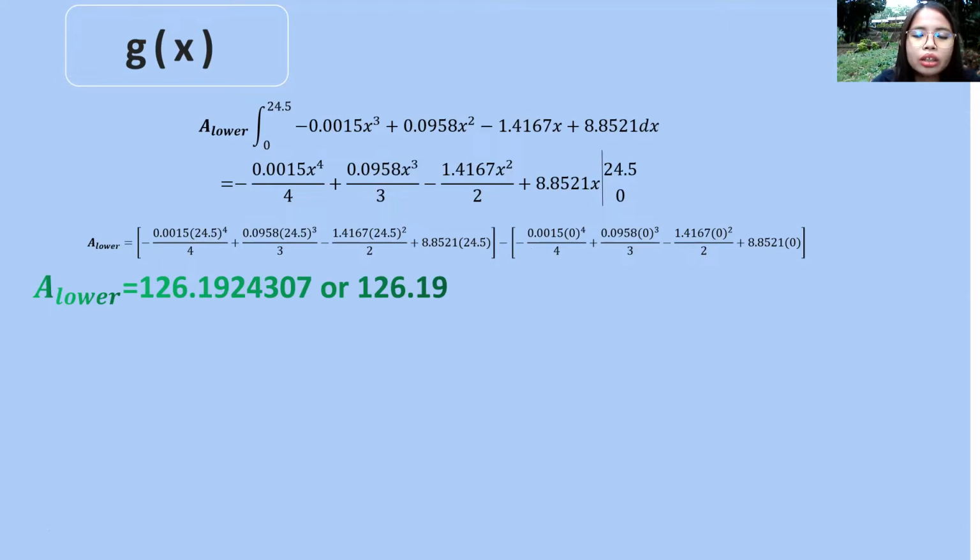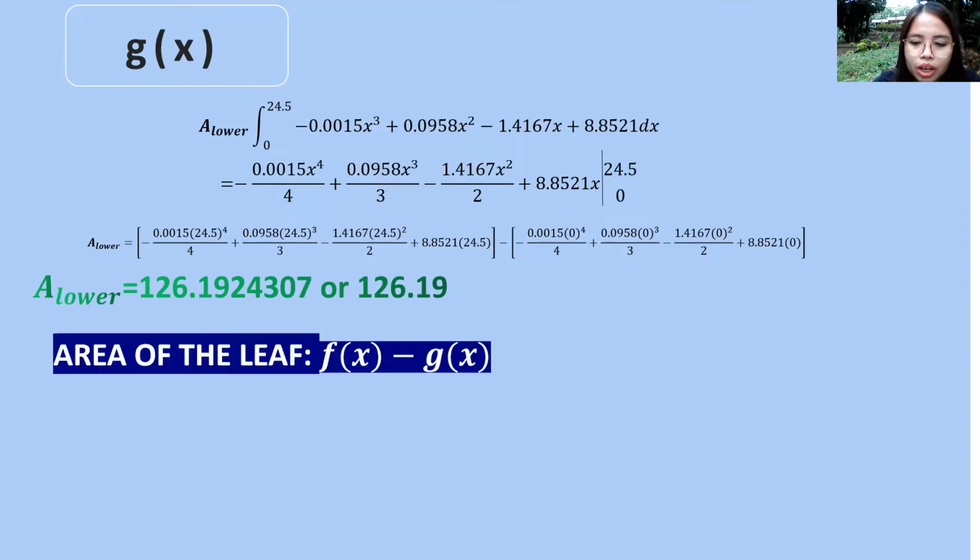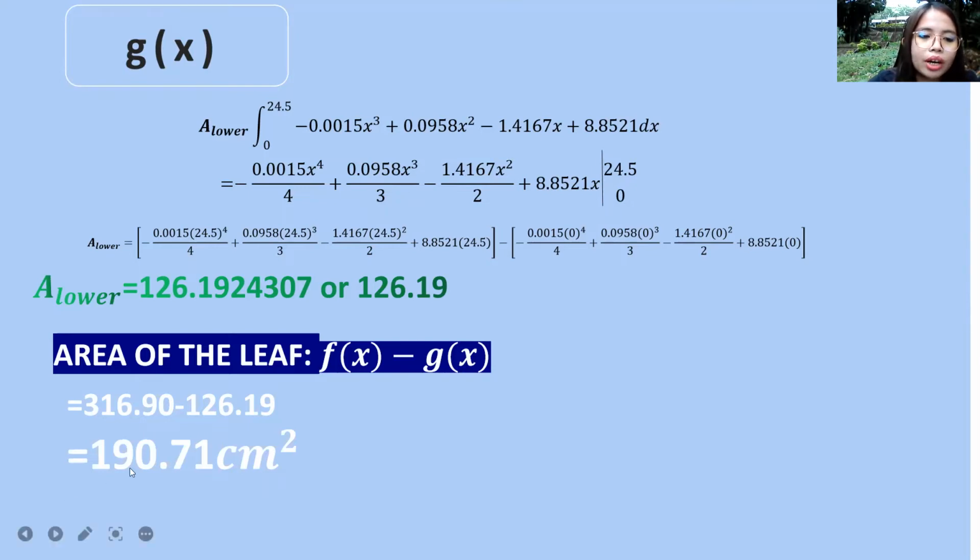And then our main goal is to get the area of the leaf, which is f of x minus g of x. So we have here our f of x, the area of which is 316.90, minus our g of x, 126.19. So we come up with the area of our leaf: 190.71 square centimeter. So that's it.